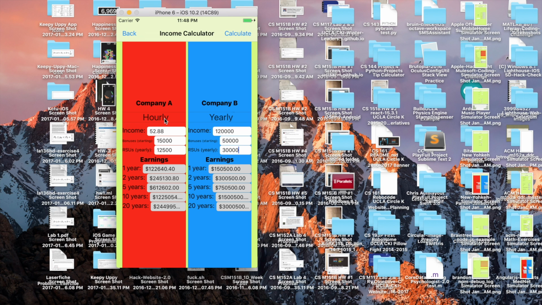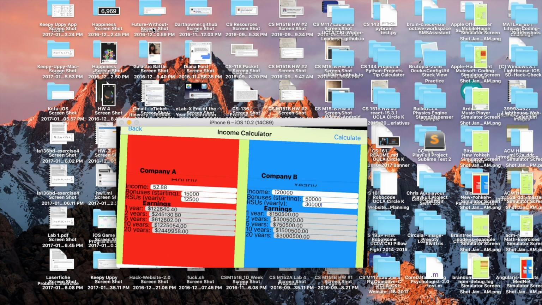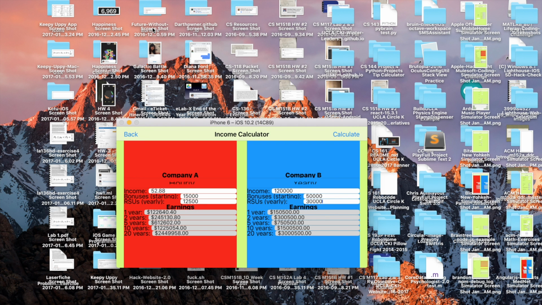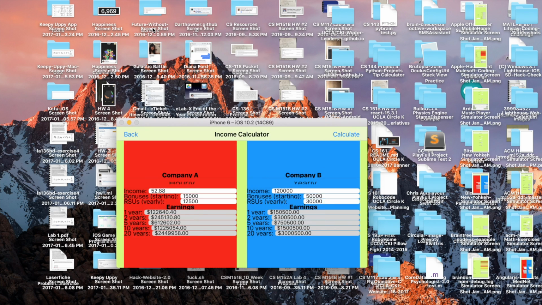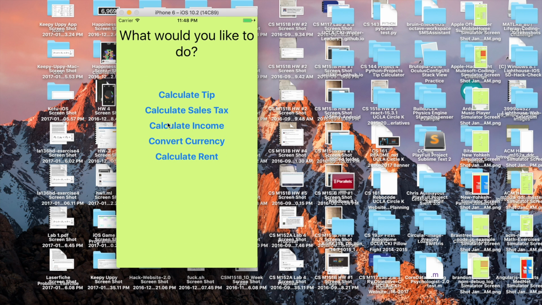Yeah, so I felt this would be really useful for a lot of college students who are considering going into industry after graduation. You would want to compare each competing offer you have and figure out exactly which one would suit you better in terms of the financial standpoint. Also, it doesn't look as good in landscape, but trying my best, so improve that later on.